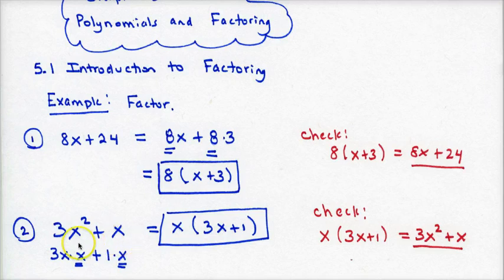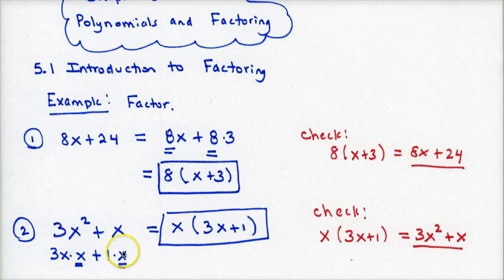So it looks like x divides into 3x squared and x divides into x. So for me that would be the greatest common factor. That's the greatest such polynomial that divides into both of those at the same time. So I rewrite it as 3x times x plus 1 times x.